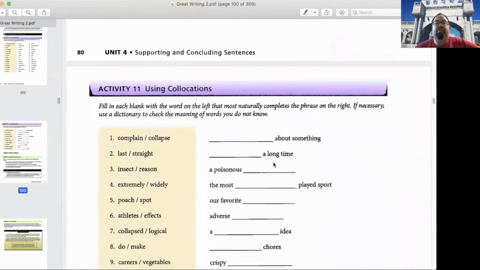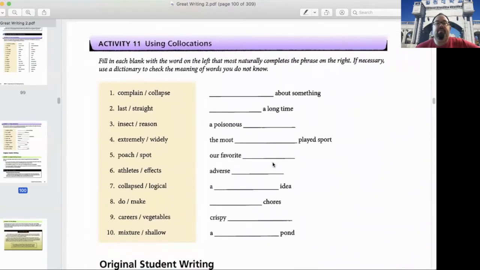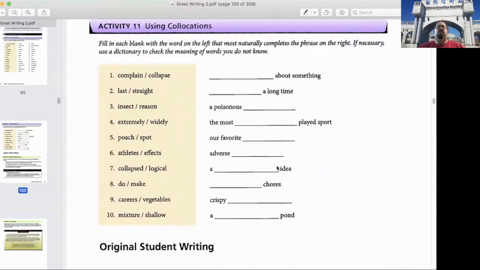All right, so that brings us to collocations from Unit 4. So we have, we complain about something. Complain about something. For example, sometimes students complain about their grades. Sometimes my kids complain about doing their homework or studying. Number 2, to last a long time. If something lasts a long time, it seems to go on forever. It's not over quickly.